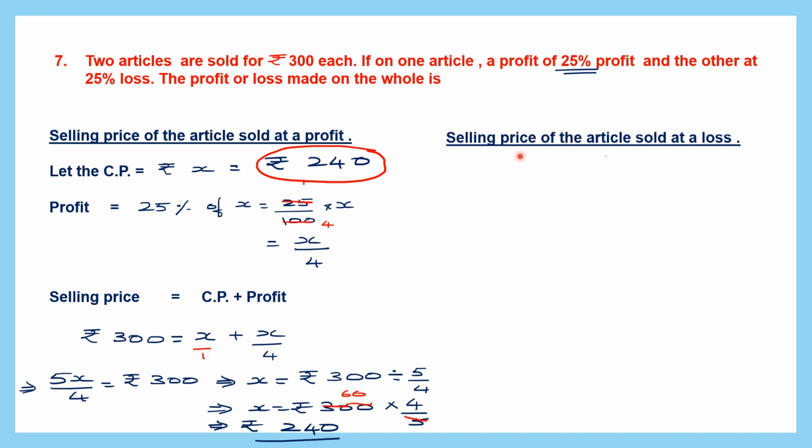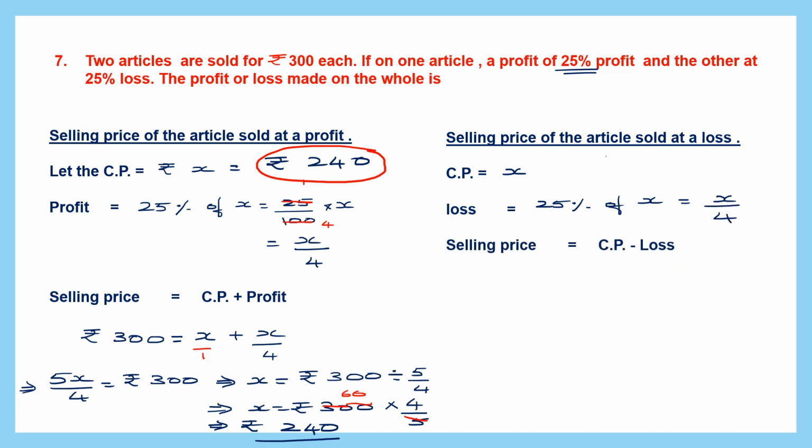So selling price of the article sold at a loss. So here also let the cost price be X, just like the previous one. And the profit here, it's not profit, it's loss, and the loss is 25% of X. And we have already found that out in the previous one here. 25% of X is X by 4. So we can write that here. So that is X by 4.